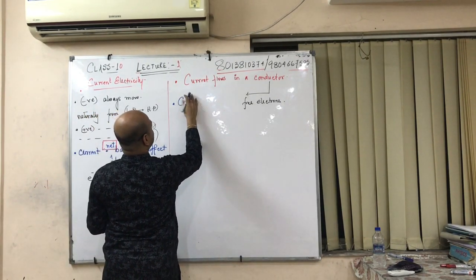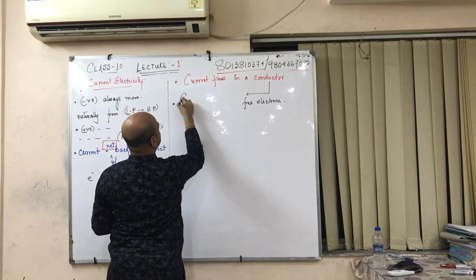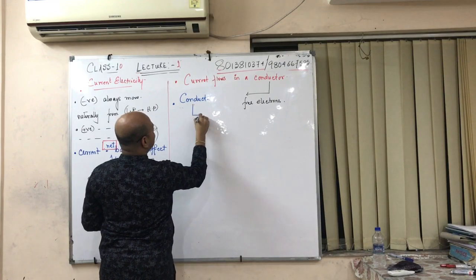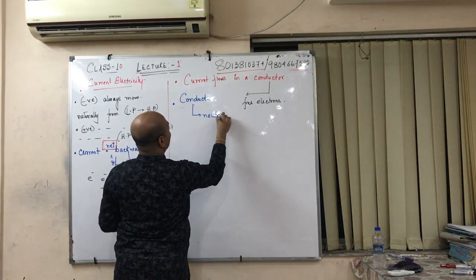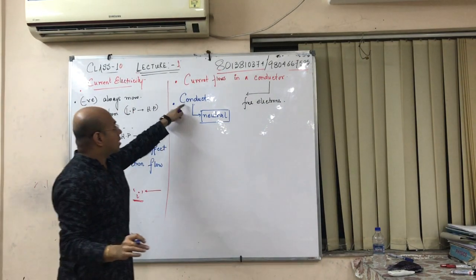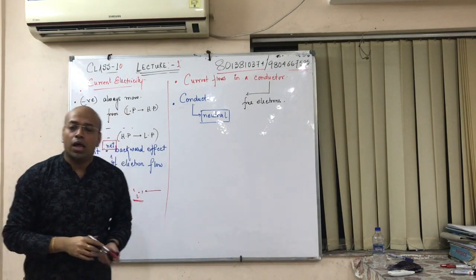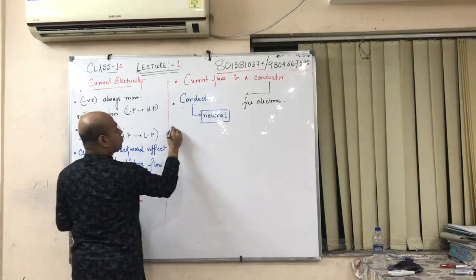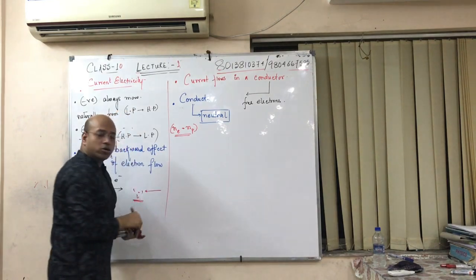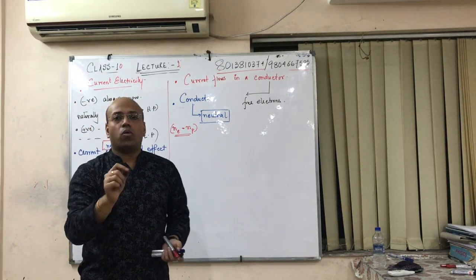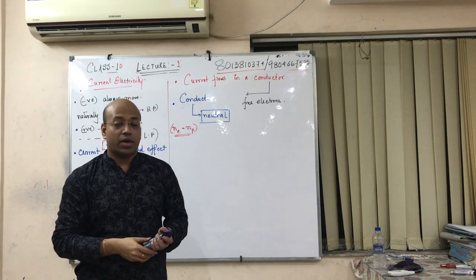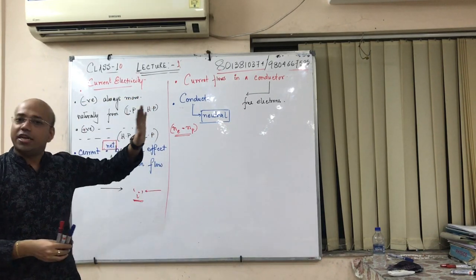Now, sir, is the conductor positively charged? Unless stated, the conductor is by nature neutral. Conductor is by nature neutral means the number of electrons is equal to the number of protons. These are very small questions they do ask in many competitive examinations like NTSE, okay? So conductor is basically neutral.